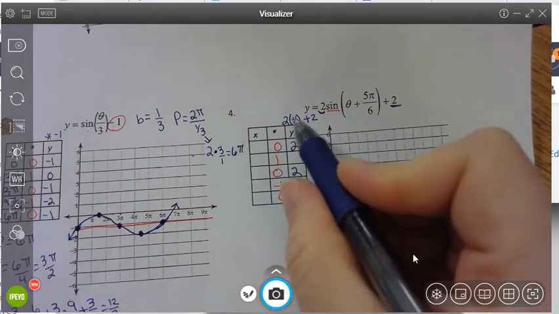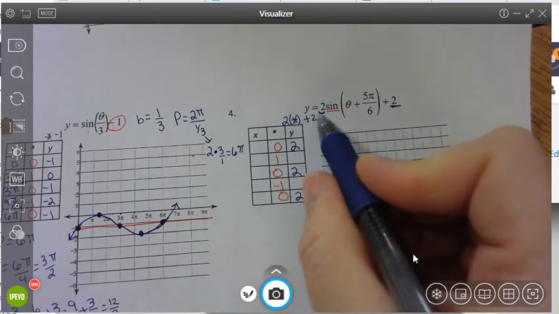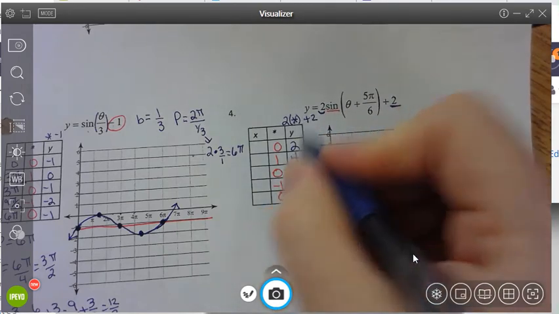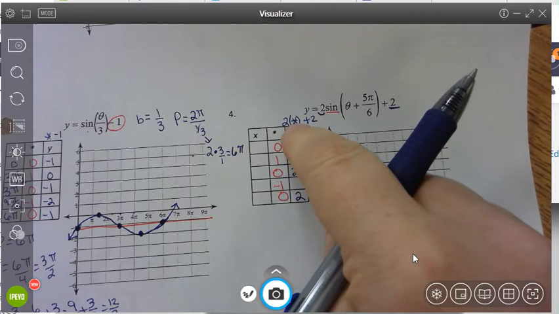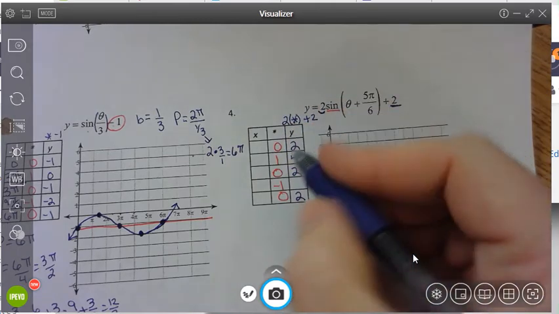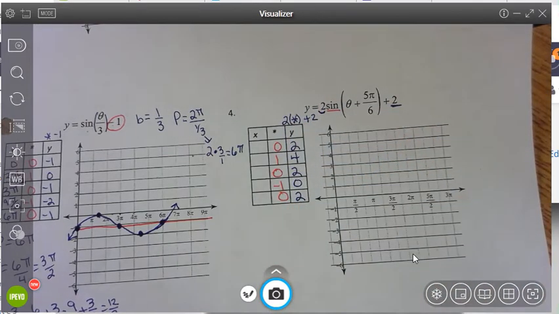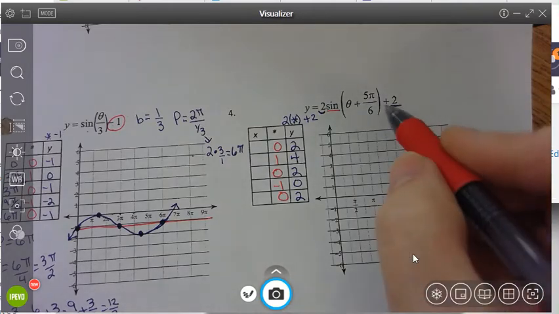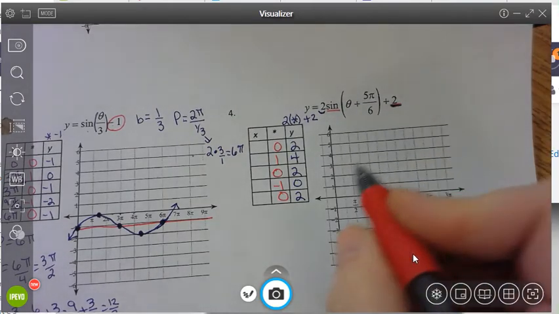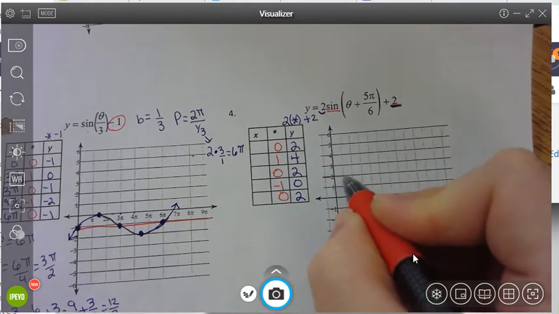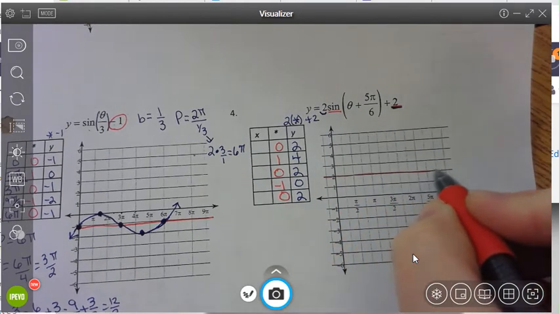Then I've got to have a 1 in there. 2 times 1 is 2. 2 plus 2 is 4. I got a negative 1. 2 times negative 1 is negative 2, plus 2 is 0. I'm done with all my hard stuff. Well, with my easy stuff, with the y values. Okay, got my y. Now, one thing I want to notice is that my last number back here is a 2, so that means this is my midline.